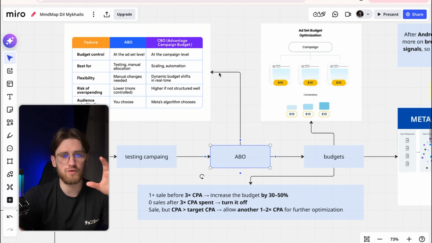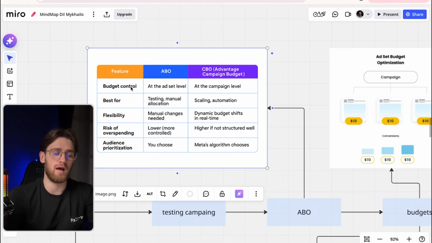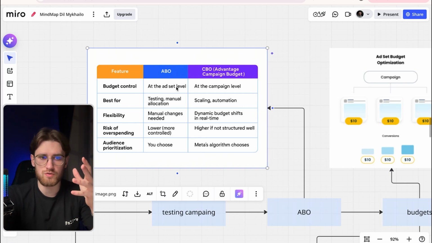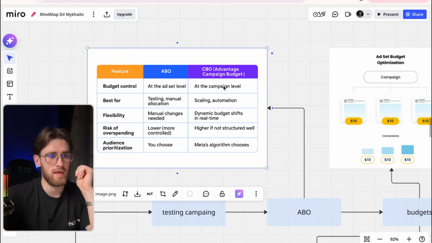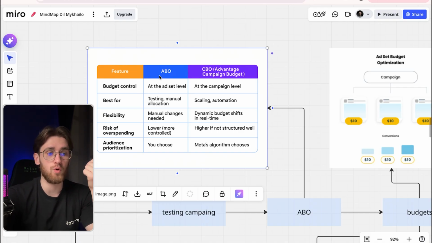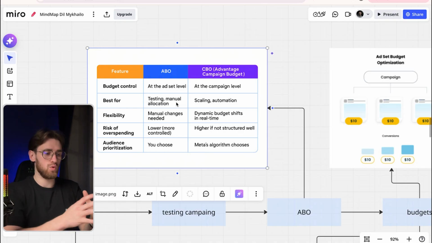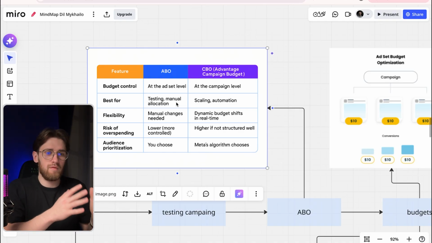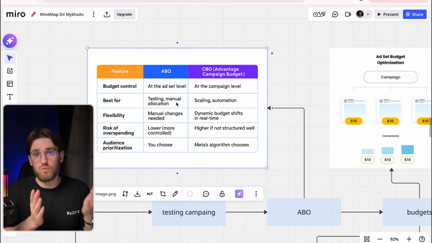So what is the difference between ABO and CBO? First of all, with ABO our budget control is at the ad set level. With CBO, your budget control is at the campaign level. It's a very big difference, and it's why we choose ABO. Why is ABO better for testing? Because it's manual allocation of the budgets. We can manually look every day, or even every hour, at the results of the different creatives. We can stop, we can scale, we can duplicate, so we can work with it.